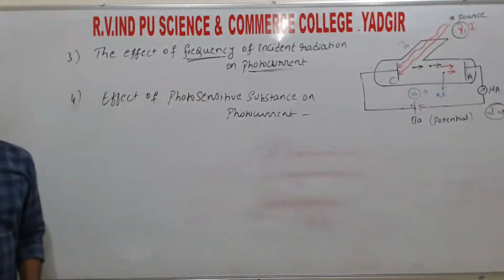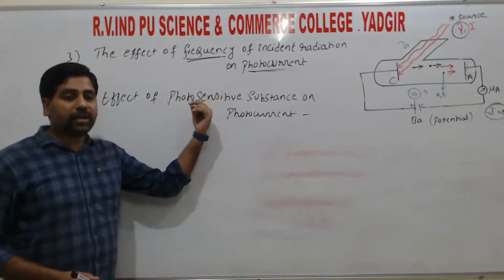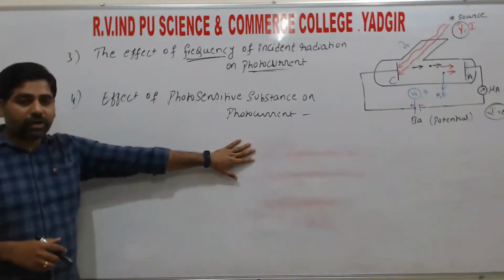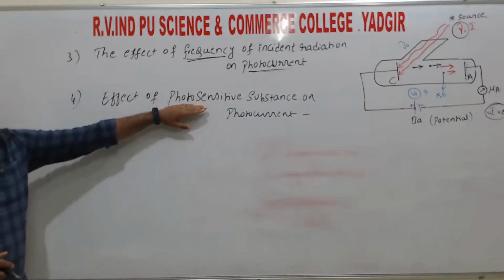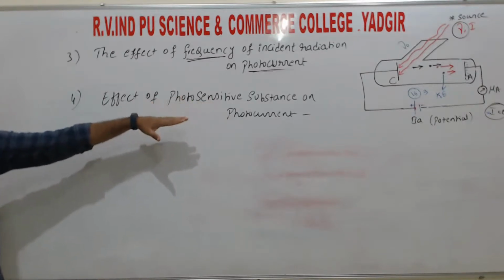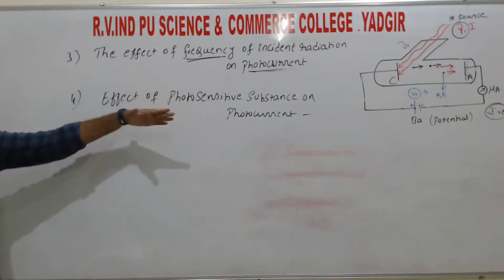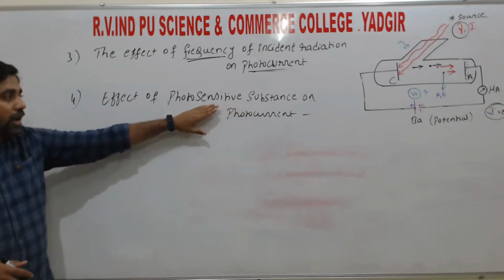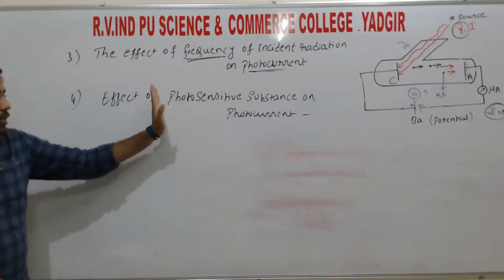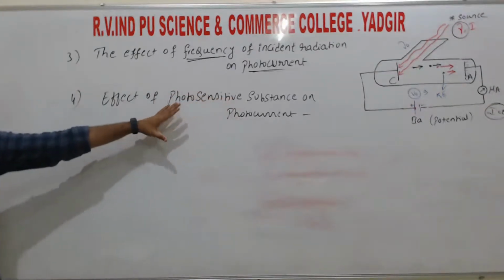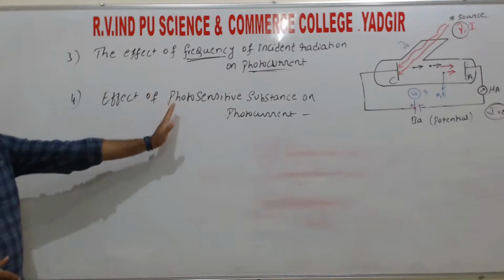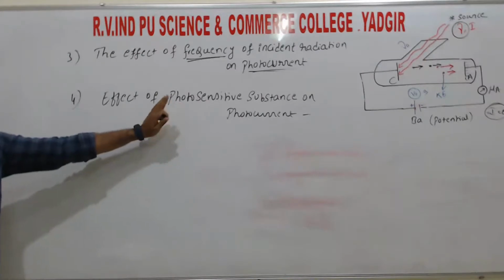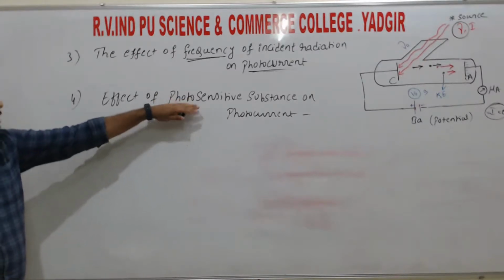photo current. Different photosensitive materials exhibit different nature with respect to light, right? In that we have only two cases to study. One is that different photosensitive substances respond differently to light. For a particular light, each substance will react, that is, each substance will respond differently.